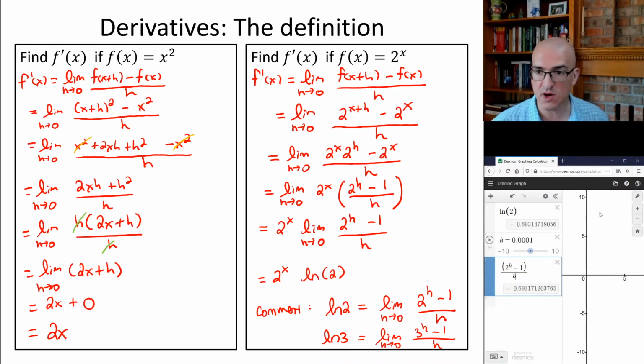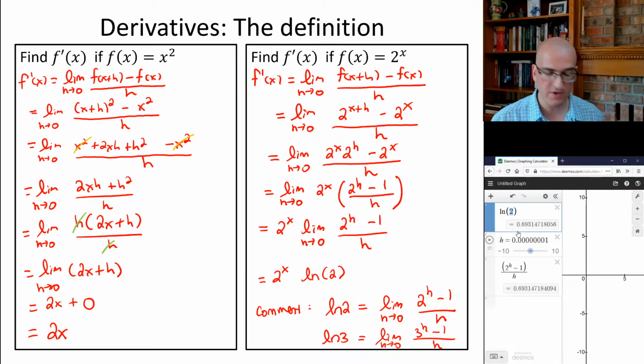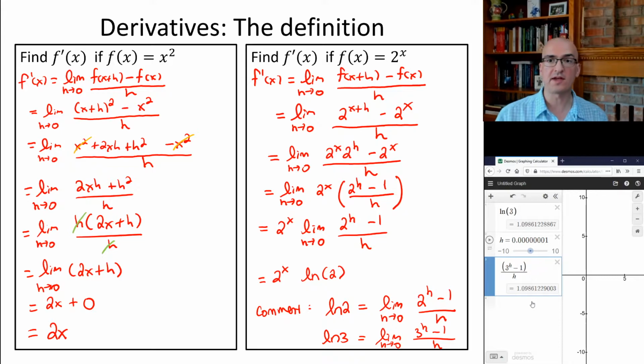If I make h smaller, I'm going to add more zeros and watch what happens. The quantity 2 to the h minus 1 all divided by h is getting closer and closer to ln 2. Now I can change this. This is just for ln 2. I'm going to change this to a 3, and it's the same. So hopefully that convinces you that this quantity is ln 2 and that the other quantity would be ln 3.